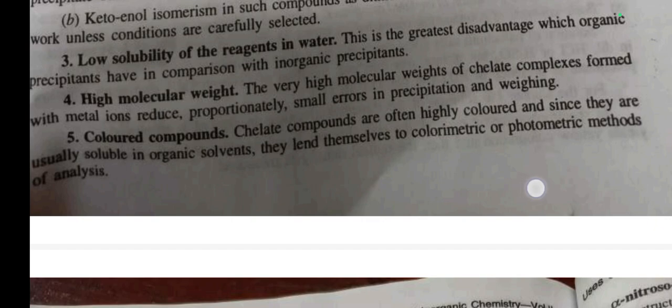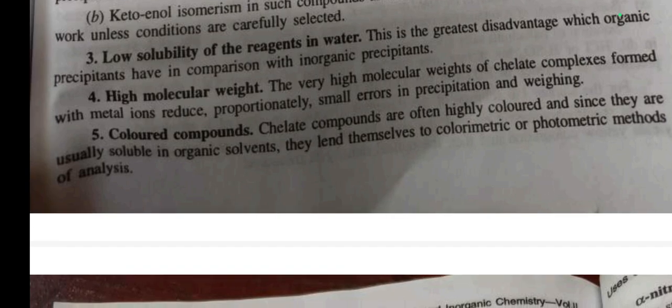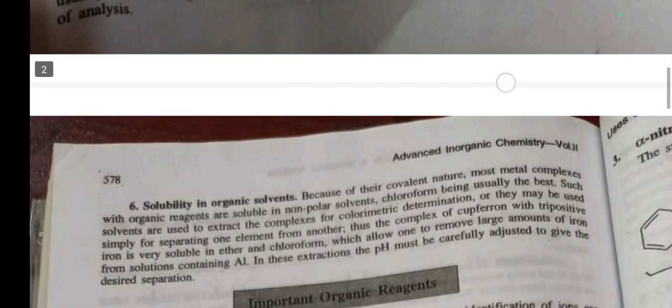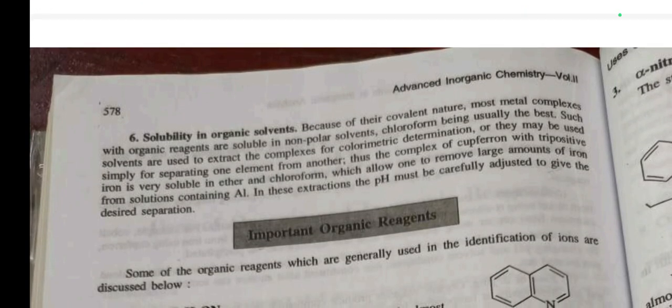Number 5. Colored compounds. Chelate compounds are often highly colored, and since they are usually soluble in organic solvents, they lend themselves to colorimetric or photometric methods of analysis. Number 6. Solubility in organic solvents. Because of their covalent nature, most metal complexes with organic reagents are soluble in non-polar solvents, chloroform being usually the best.